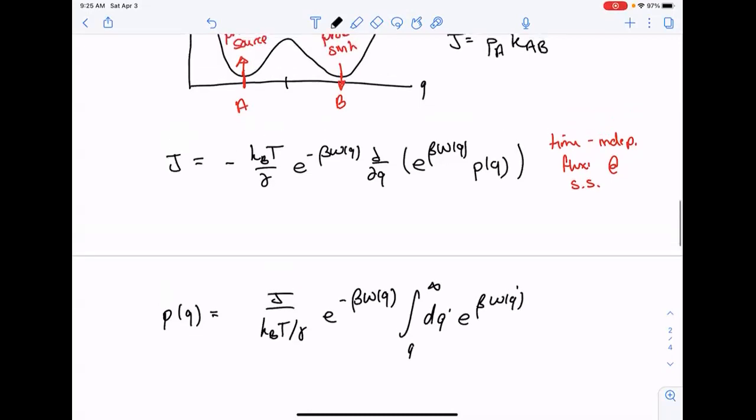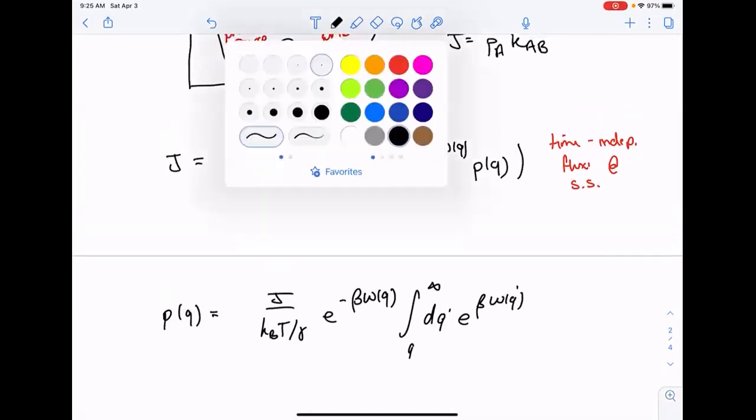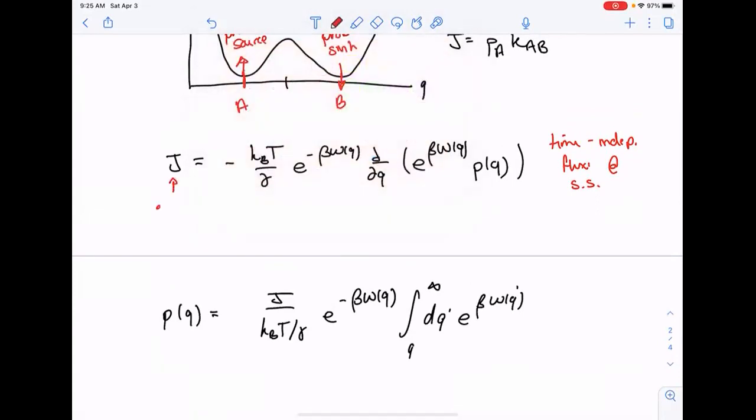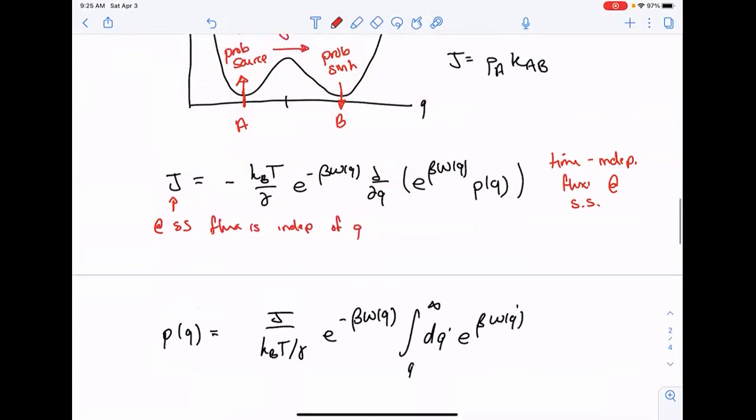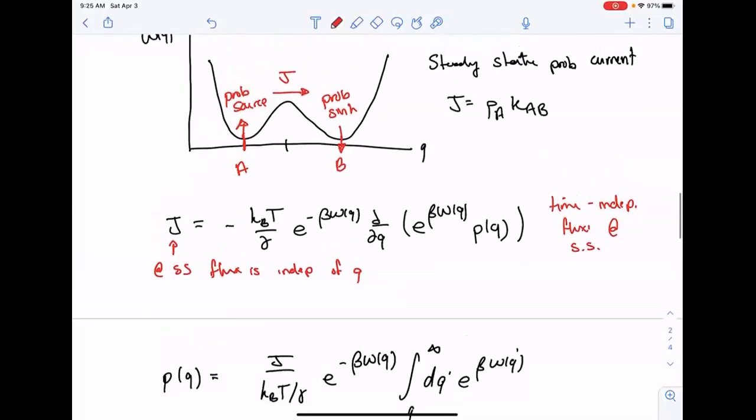Now note, this is made possible because at steady state, the flux is independent of Q. It's just a number. And that's because at steady state, the flux must be equal at all values of Q. Otherwise, I would build up or deplete probability at an individual value of Q.